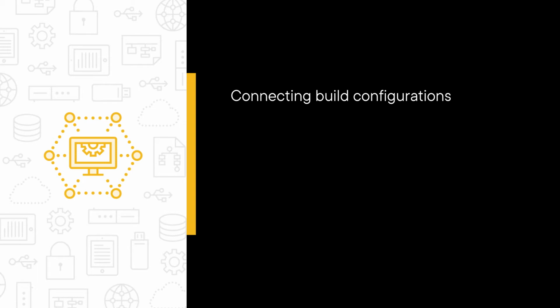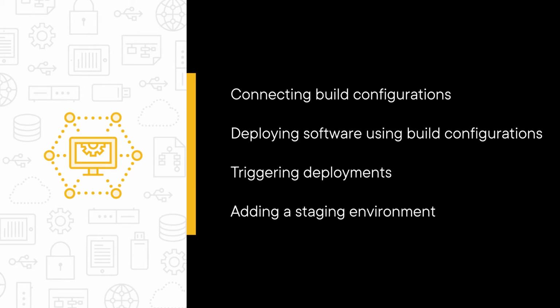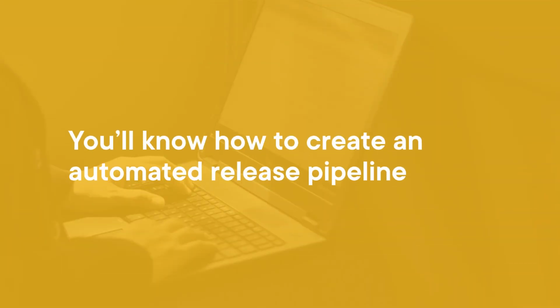Some of the major topics we will cover include connecting build configurations with dependencies, deploying software using build configurations, triggering deployments, and adding a staging environment and automated tests. By the end of this course, you'll know how to create an automated release pipeline, taking software from source control to being deployed to a production environment.